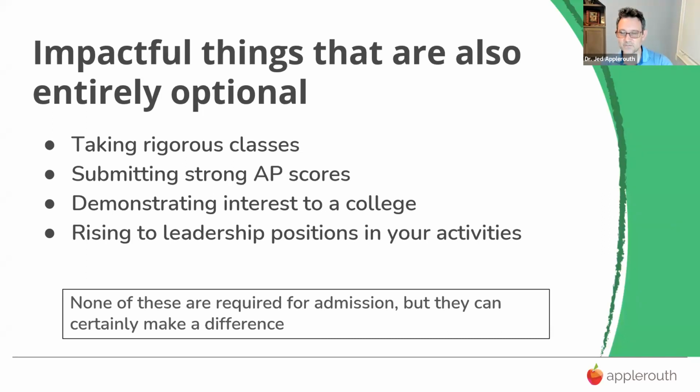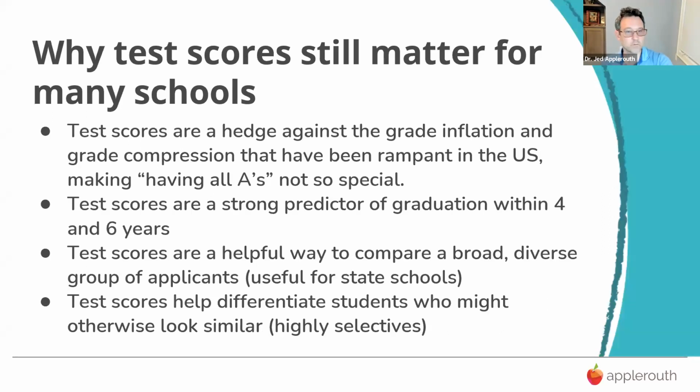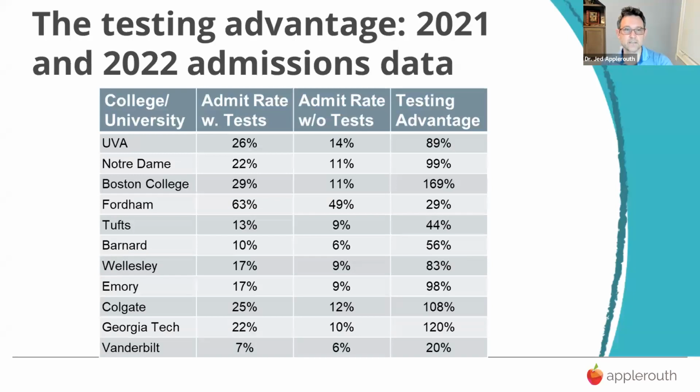So there can be a very meaningful impact of having a strong test score. And why they matter: a lot of kids have really a lot of strong grades. Grades are not as robust of a predictor of four-year grades and graduation in college as they used to be, and testing still contributes something independent of your grades. So we see there is an advantage for certain students applying to certain colleges.